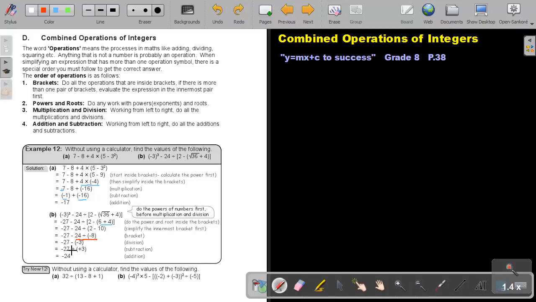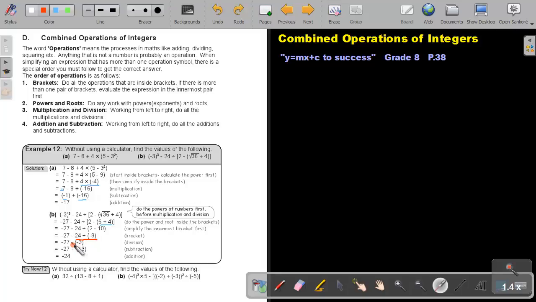But now, check here. I want you to see this. Do you see there? It's a subtraction. So I must change it into addition. And how do I change it into addition? By finding the additive inverse. Now, what is the additive inverse of negative 3? That will be positive 3.